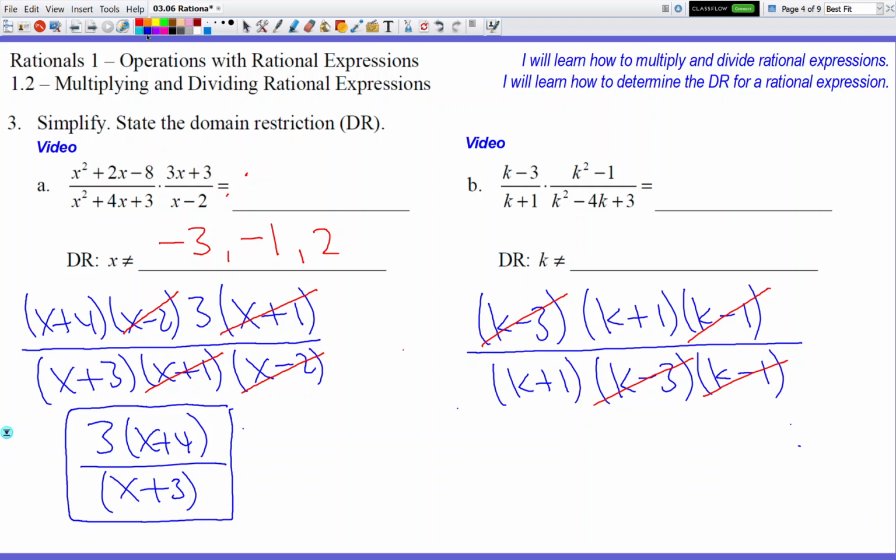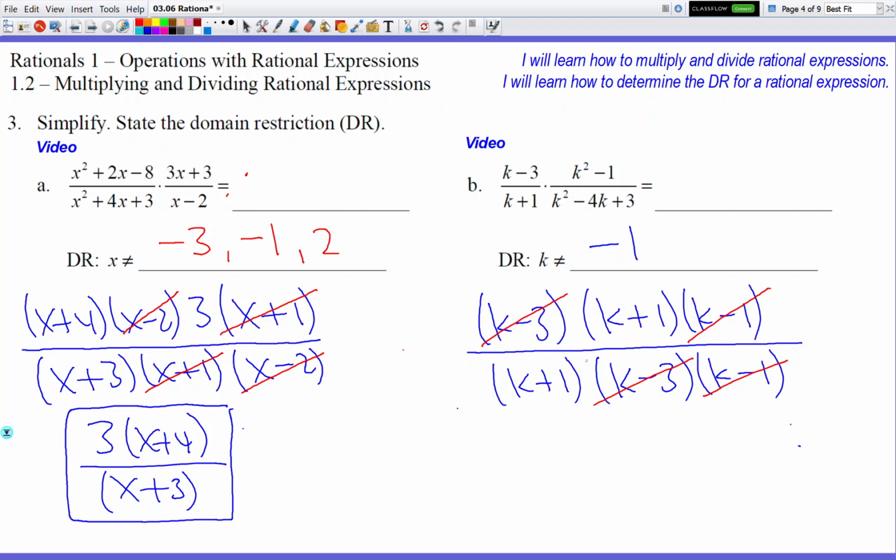I'm sorry. You want to make sure you do your domain restrictions, because once you cross them out, you're not going to be able to see them anymore, and you're going to just put one number. So this is what I get a lot of kids doing. They put one number here. They put -1 as their domain restriction because they're thinking, yep, that's all I've got left on the bottom. Oh, actually, I should have crossed out one more thing, because k+1 is on top and bottom as well. So I actually missed that. Sorry about that. Okay, so I'll go back and deal with that later.